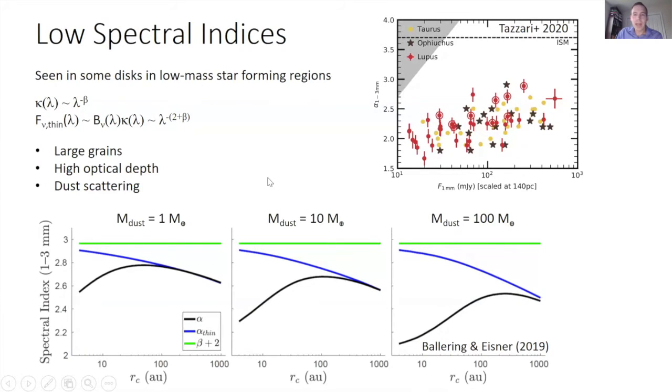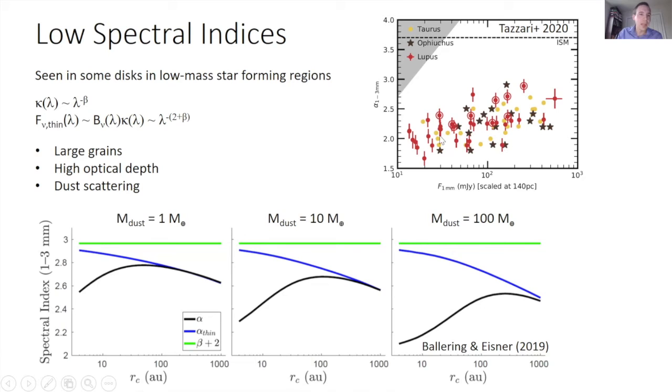So I'll first note that they're on the lower range of what we've seen for spectral indices from disks, but they're not completely unheard of. There's this nice recent work by Tazari and collaborators compiling the spectral indices out to 3 millimeters for disks in several low mass star forming regions. And you can see that there are disks in these other regions that fall down around 2 or even slightly below.